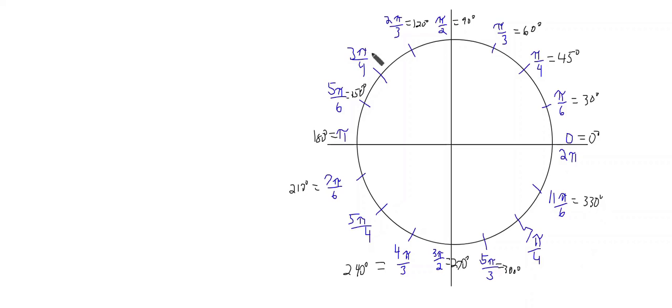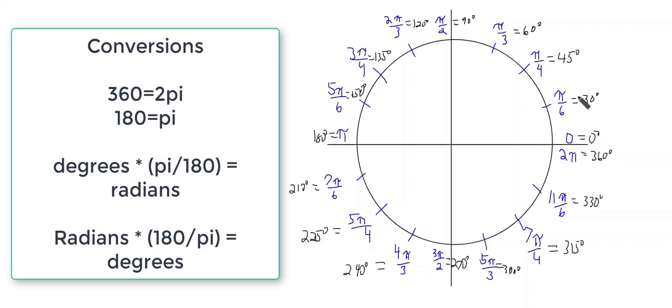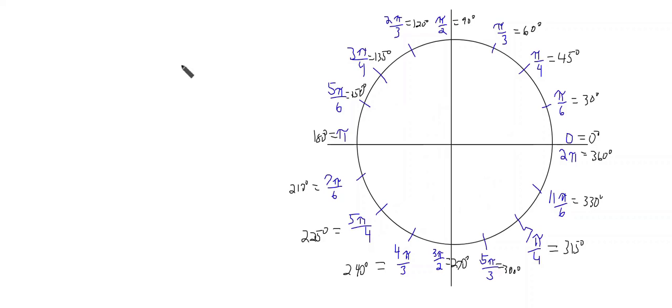90 plus 45 is 135. Plus 45 is 180. Plus 45 is 225. Plus 45 is 270. Plus 45 is 315. And plus another 45, we're at 360. There we go. Now we have a way of getting from radians to degrees. Do note they are measured going counterclockwise. That is important.